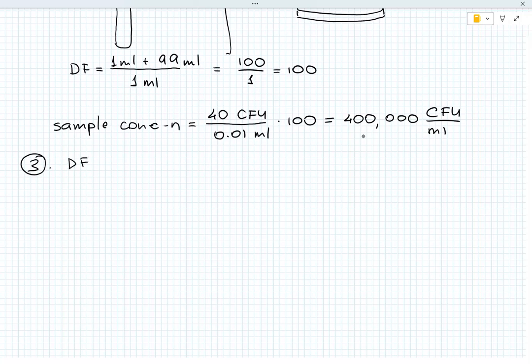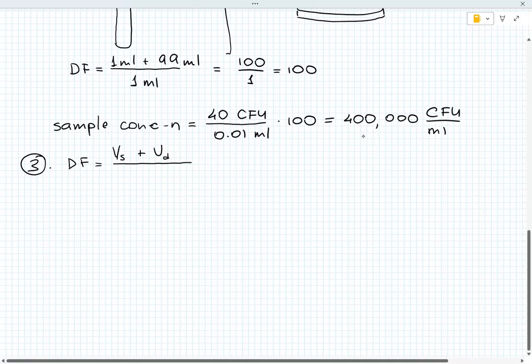Dilution factor. The definition. Hear me out. Volume of the sample plus volume of whatever you diluted in, divided by the volume of the sample. Everybody agrees? This is what we were talking about.